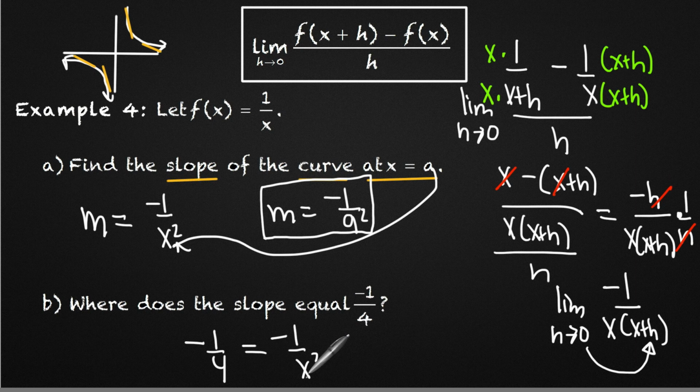So we can see that it's going to be 2 or negative 2, because either one you square is going to give you 4, and that makes these two fractions equal to each other. So x equals 2 and x equals negative 2. All right, that makes sense, because if you look at x equals 2, there's a tangent line right there, and there's a matching tangent line over here on this curve that has the same slope of negative 1/4.